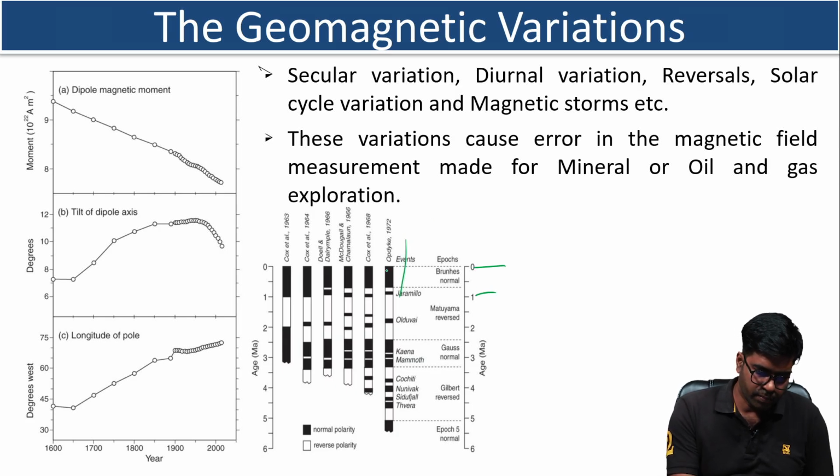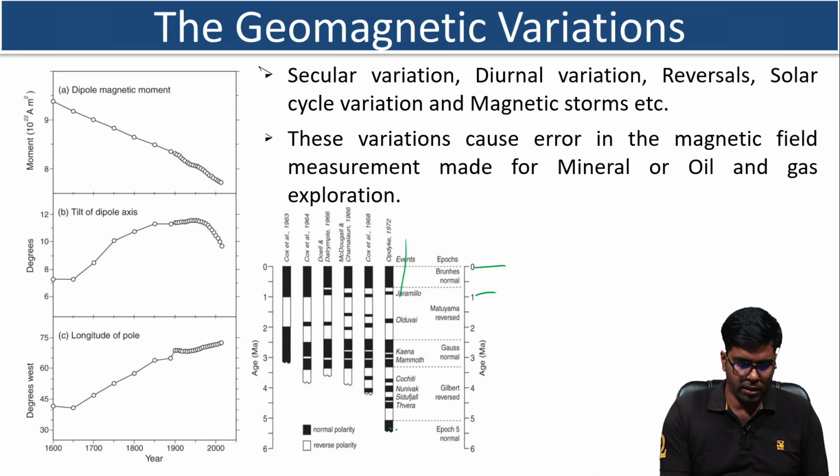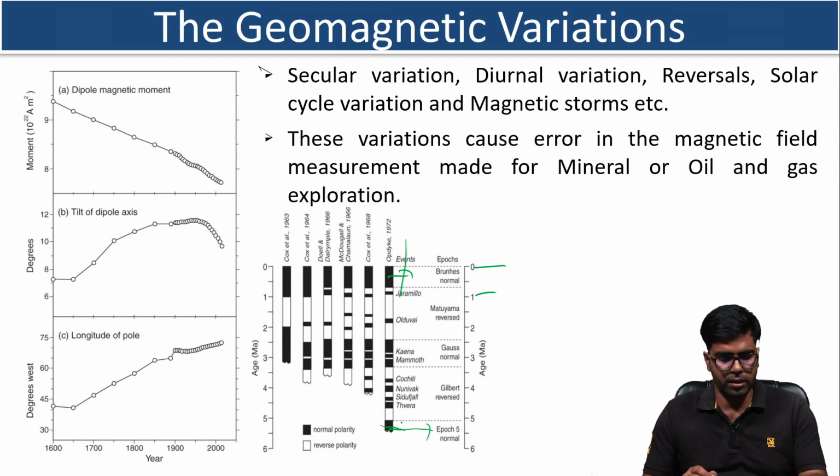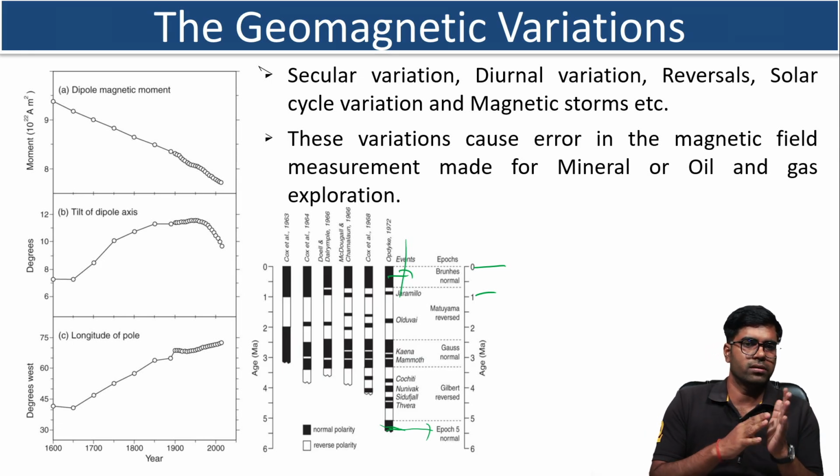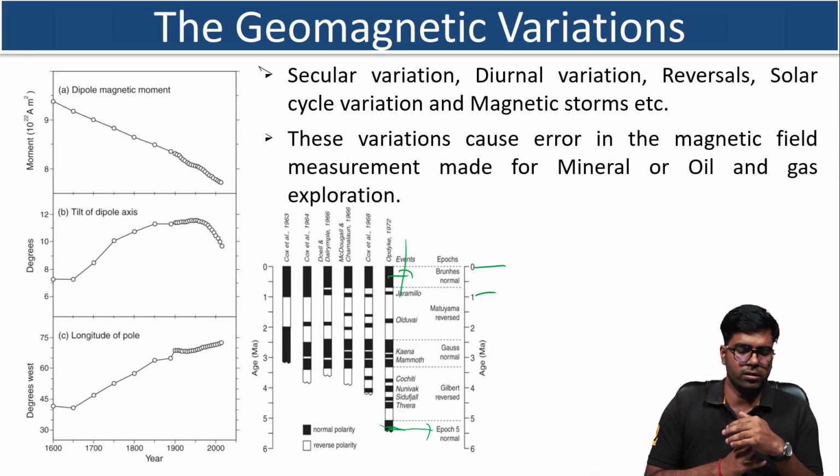You can see the black one and the white one. Black ones are normal time. We can say we are living in a normal time. This is 5 to 6 million years ago. This is a recent time, the Brunhes normal. So, this normal field means the north is towards the north and the south is towards the south, which is what we are considering for this time.